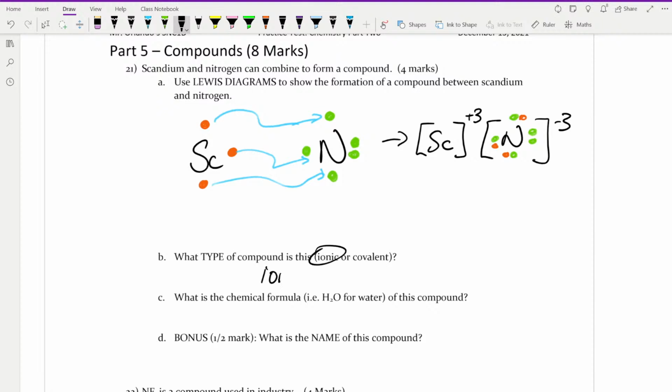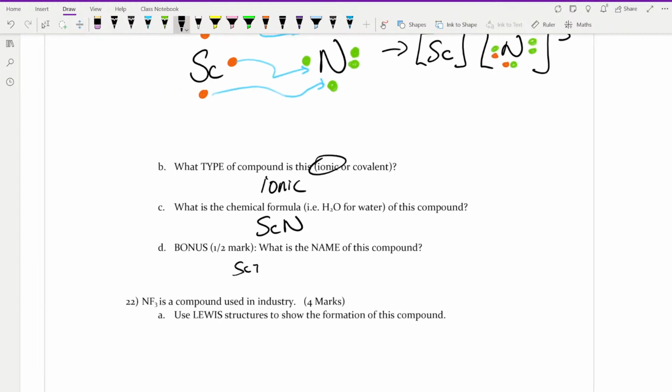That's ionic. Its formula, well, there's just an Sc and an N. And if you remember the naming, that would be scandium nitride. We changed the ending to -ide, and I think that was bonus.